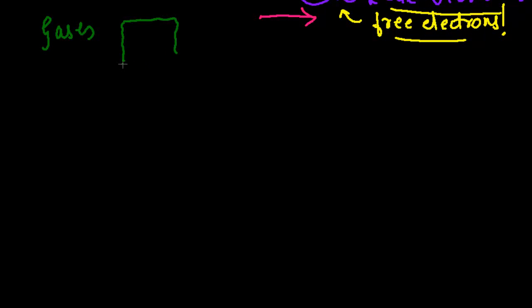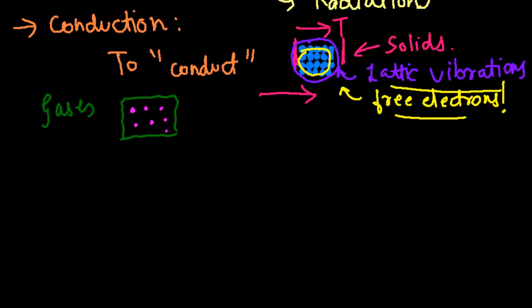Let's consider this container, and these are the molecules or atoms of gases. As you can see, the condition of solids was quite packed, whereas gases have far more intermolecular distances. This is called intermolecular distance. The distance between two molecules is called intermolecular distance, and it's quite more in case of gases as compared to solids.